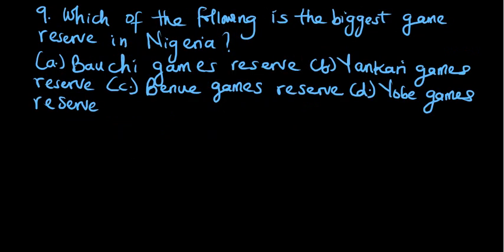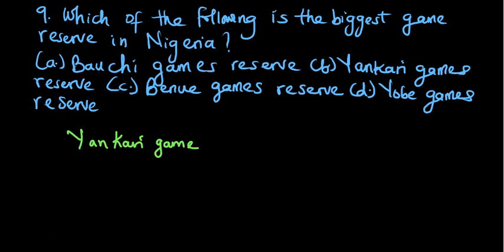Which of the following is the biggest game reserve in Nigeria? So in Nigeria, the biggest game reserve we have is what? Yankari Game Reserve. It is located in the south central part of Bauchi State in the northeastern Nigeria. So Yankari Game Reserve is the largest or biggest game reserve in Nigeria.